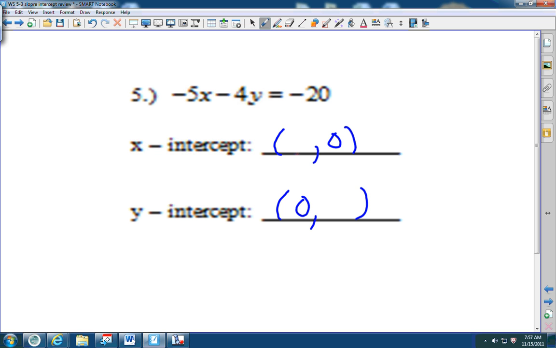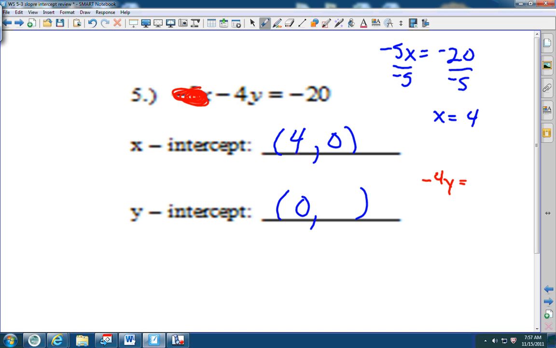If I want the x-intercept, I'm going to cover up the y. I get negative 5x equals negative 20. I would divide by negative 5. x equals 4. My x-intercept is (4, 0). My y-intercept, I'm going to cover up the x because x is 0. I get negative 4y equals negative 20. Divide by negative 4. y equals 5.